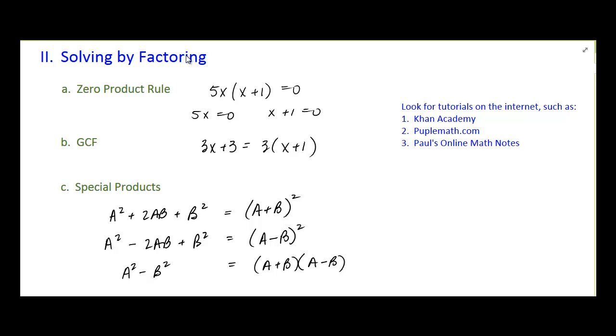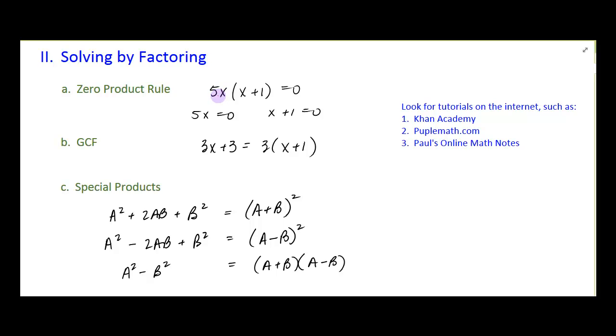The next method we're going to use to solve our trig equations is to solve by factoring. And I want to go over with you a couple of things that you may have forgotten, or that I need to remind you about when we solve equations by factoring. First of all, we have what we call the zero product rule.